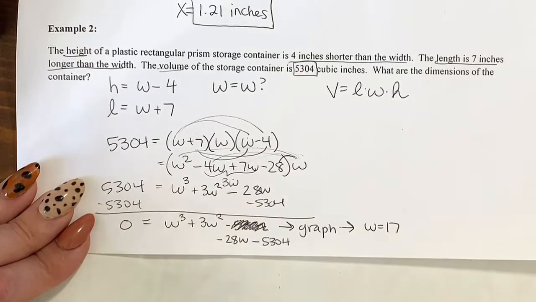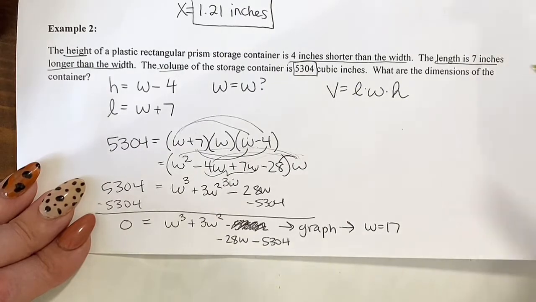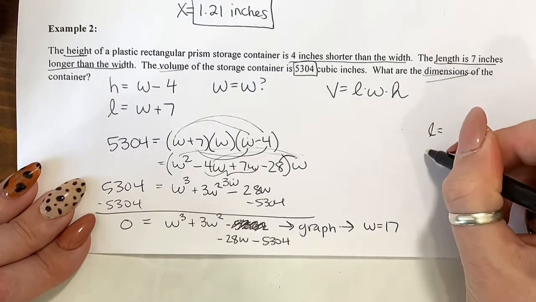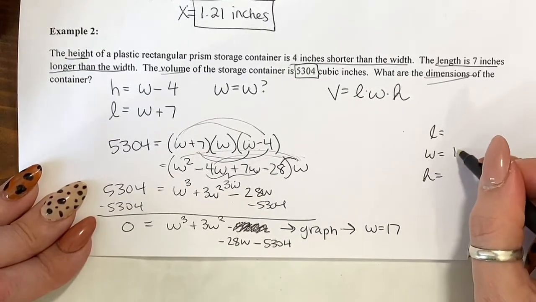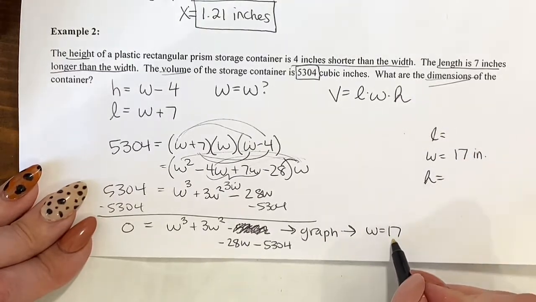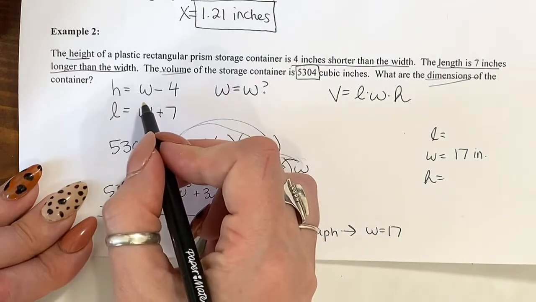And then here's a good example of a problem where you need to make sure to finish. A lot of people are like, oh, got my width at 17. But they wanted all of the dimensions. That means they want the length, the width, and the height for your answer. So we've only found the 17 inches here. So we need to find the length and the height, but that's going to be easy because we have these little equations. We just need to take the 17 and plug it back in.